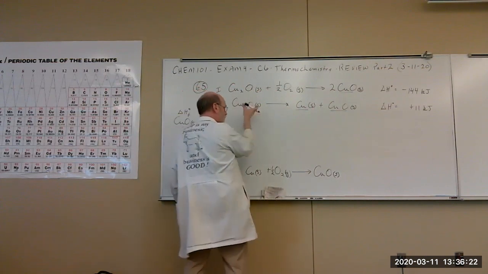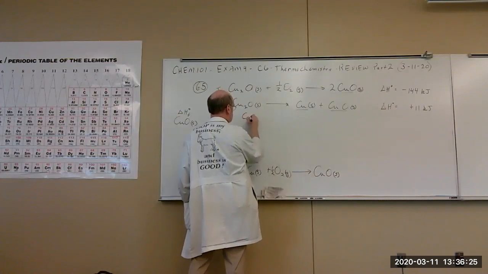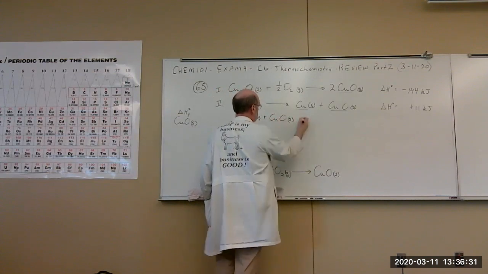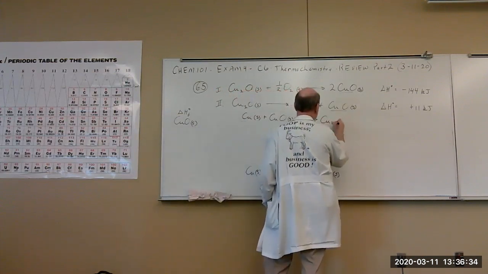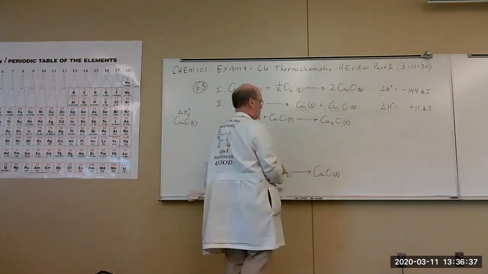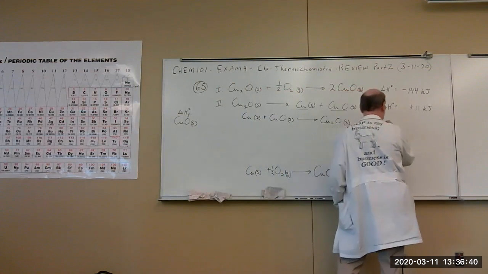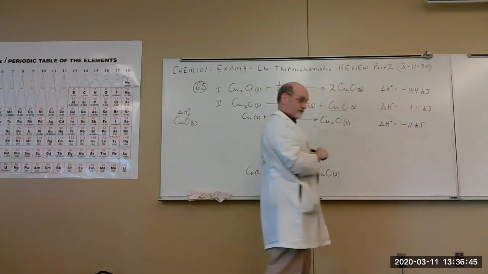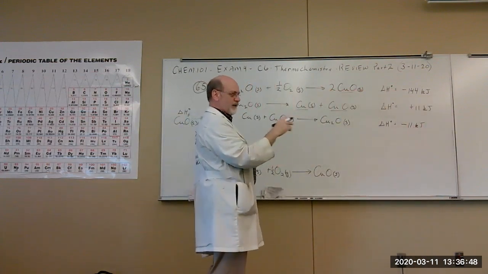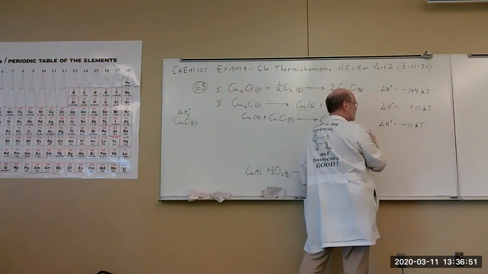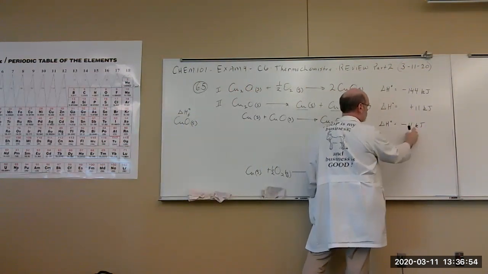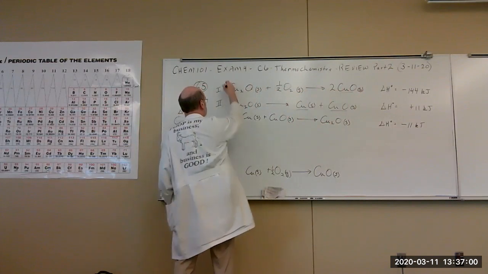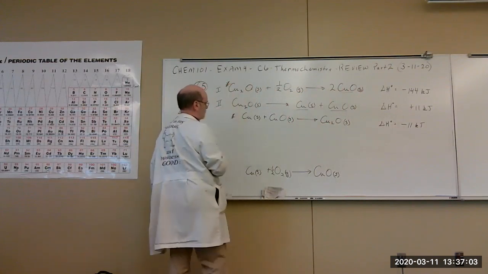Okay, so if we just invert that one, plus CO yields Cu2O solid, and we change this one, right? It's now negative kilojoules, right? Because the heat evolved, or the heat absorbed in this reaction is the same as the heat evolved in the reverse reaction. So let's just change the sign if we reversed it. So now we're going to use this one plus that one.